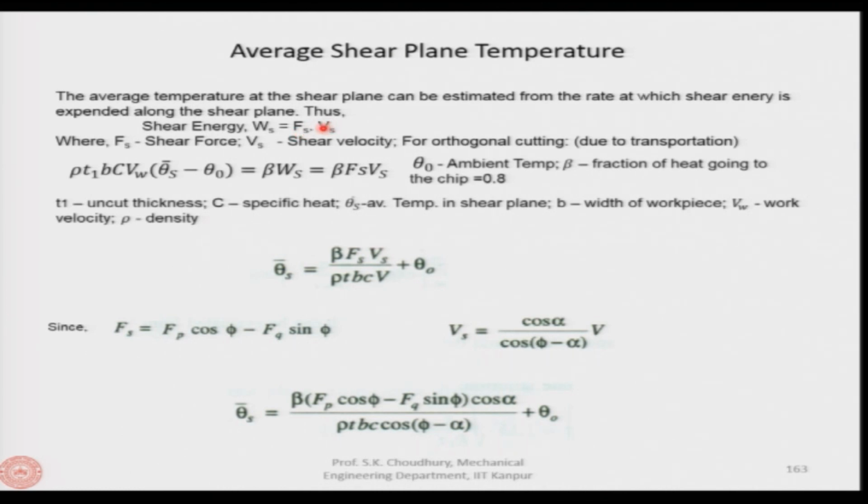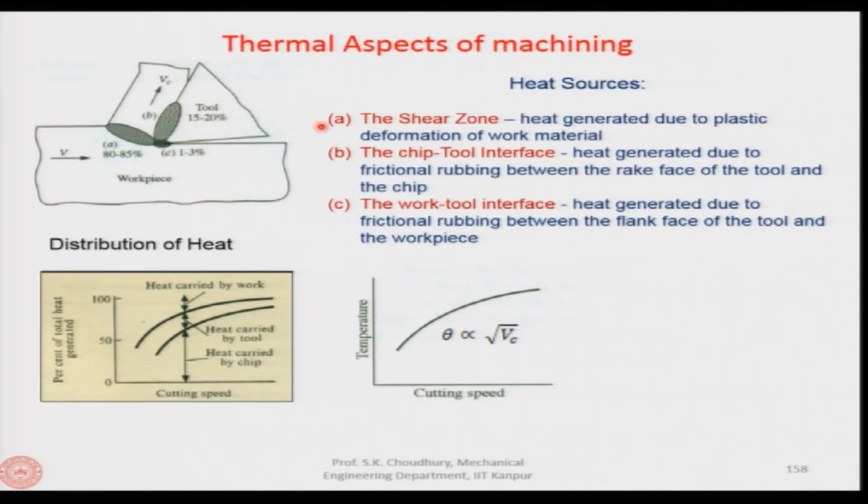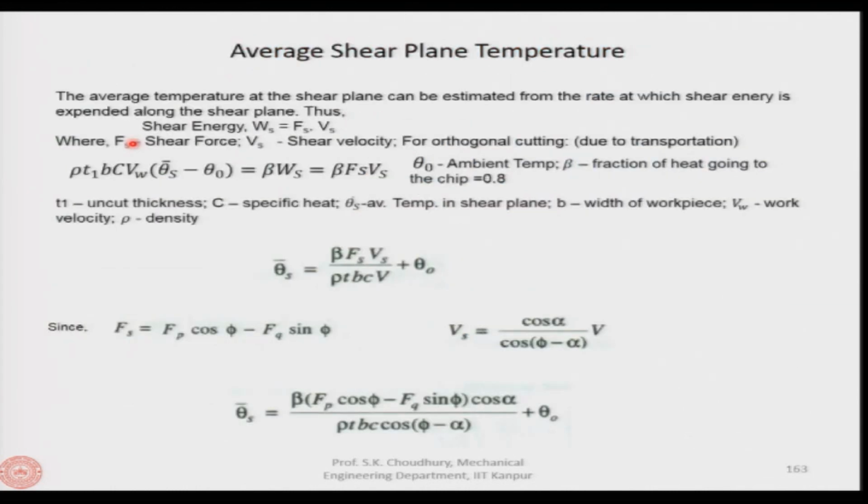We found out earlier that the specific energy is equal to the product of the force and the velocity. Same thing here, this is the shear energy. So, the shear energy will be the product of the shear force and the shear velocity. Mind one thing, that the shear force will be acting along the shear plane of the machining. So, the shear plane is here, and Fs, if we remember, we have done that in the Merchant circle diagram, that Fs is parallel to the shear plane, and this is acting along the shear plane.